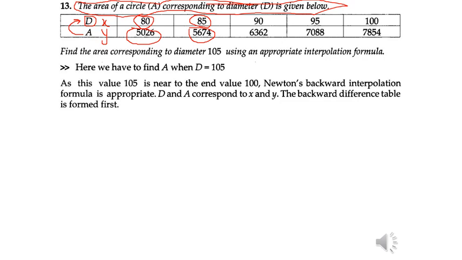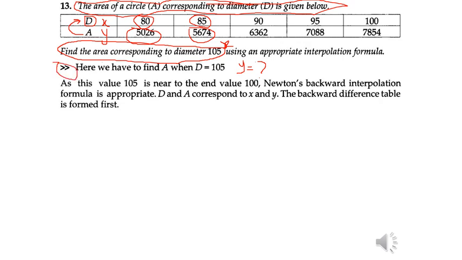Now let us see what they are asking. They are asking us to find the area corresponding to the diameter 105. That is, when your x is 105, you need to find what is y. What is y? That is, what is the area of that circle whose diameter is 105. Let us start with the solution.